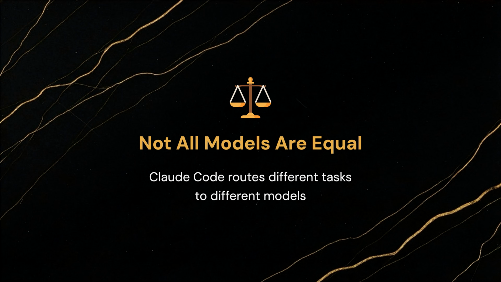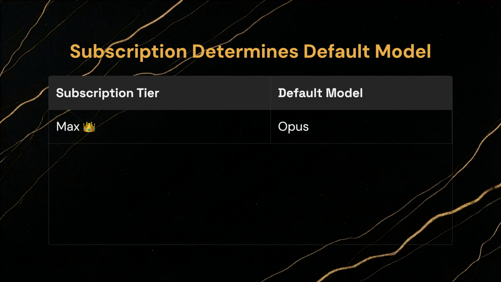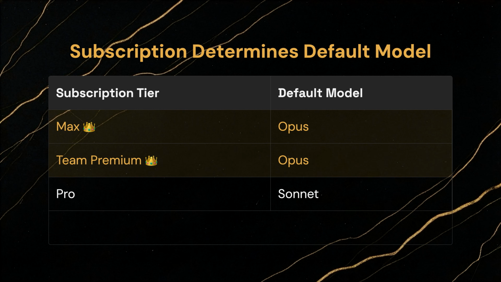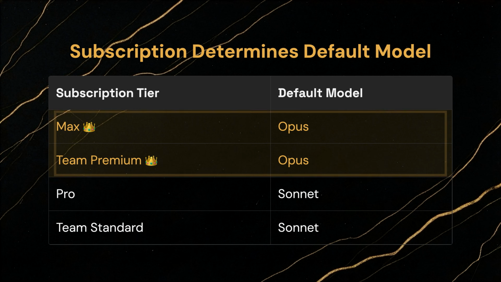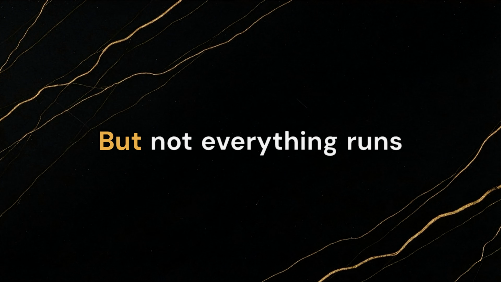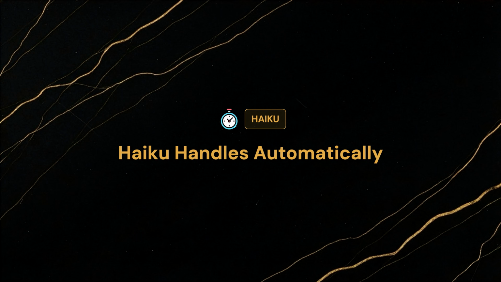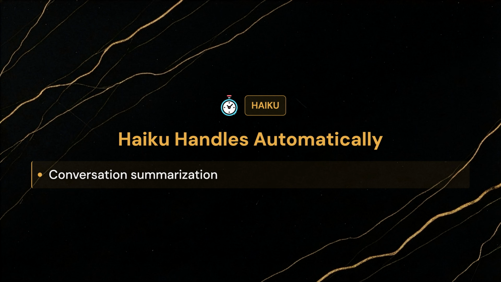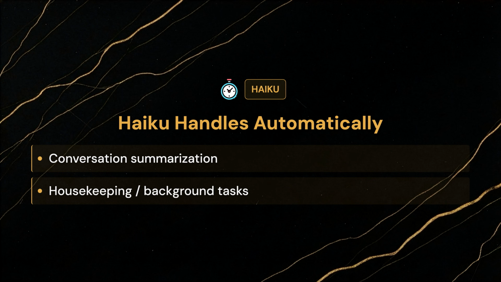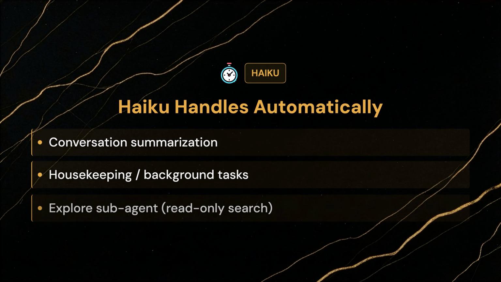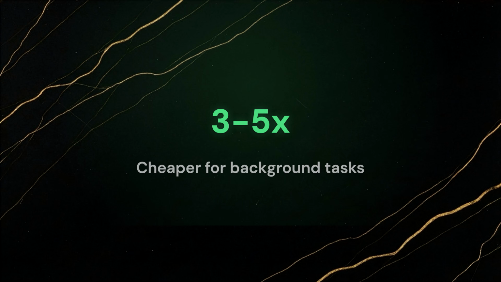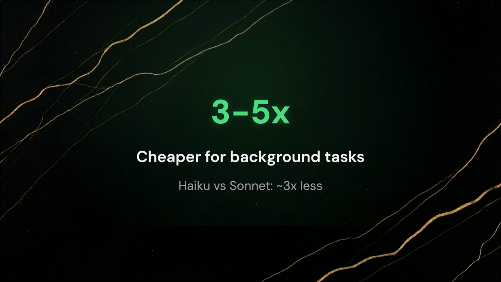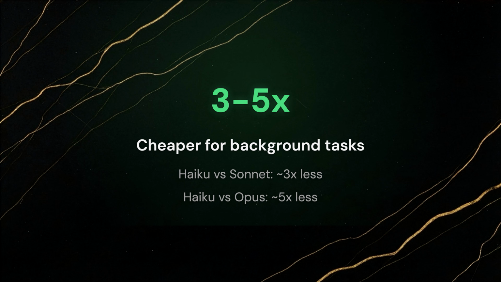Not all operations use the same model. Claude Code routes requests to different models based on your subscription, and your tier determines the default. Opus for Max and Team Premium subscribers, Sonnet for Pro and Team Standard. But not everything runs on your main model. Background operations like conversation summarization and housekeeping tasks get handled by Haiku automatically, and the built-in Explorer subagent also uses Haiku for fast read-only code-based searching. Haiku is significantly cheaper, about 3 times less than Sonnet and 5 times less than Opus, so this keeps costs down without affecting your main workflow.